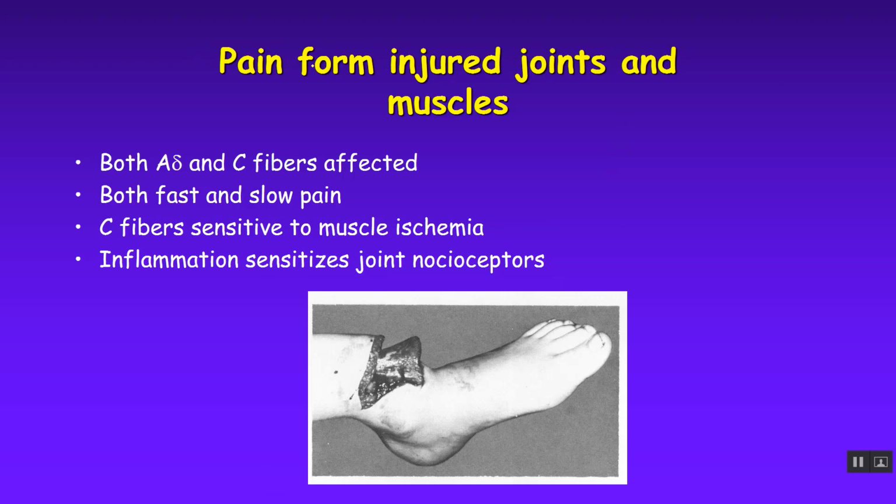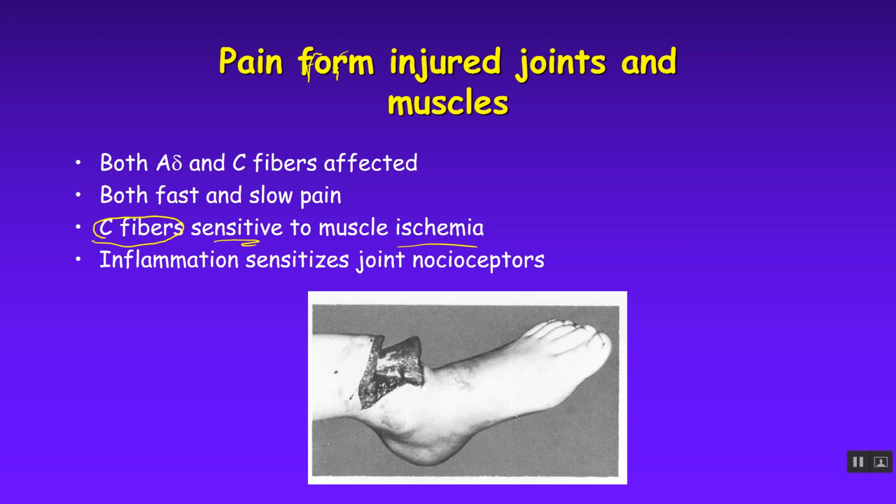Pain from injured joints and muscles. So if you actually just injure a joint or muscle, that's a pretty impressive injury right there. You are going to affect immediately both A delta and C fibers, okay? So you're going to get both fast pain and slow pain. The fast pain is going to happen immediately, boom, ow, and then you're going to get that achy, ischemic, burning, achy pain afterwards, okay? C fibers, those slow pain pathways, are especially sensitive to ischemia. So if you actually impair blood supply down to whatever tissue, that's going to cause that really deep aching pain.